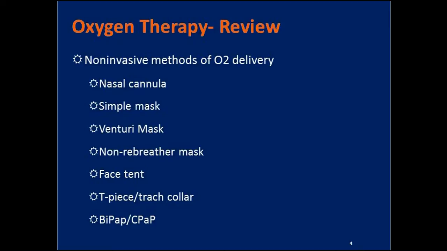T-piece trach collar, we can hook oxygen via T-piece or trach collar directly to an ET tube or to a tracheostomy, and the amount of oxygen, the percentage of oxygen, can be dialed in from a very low percentage all the way up to 100%.